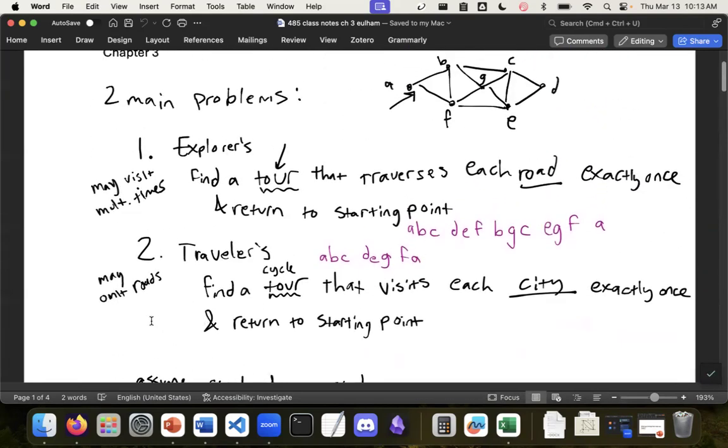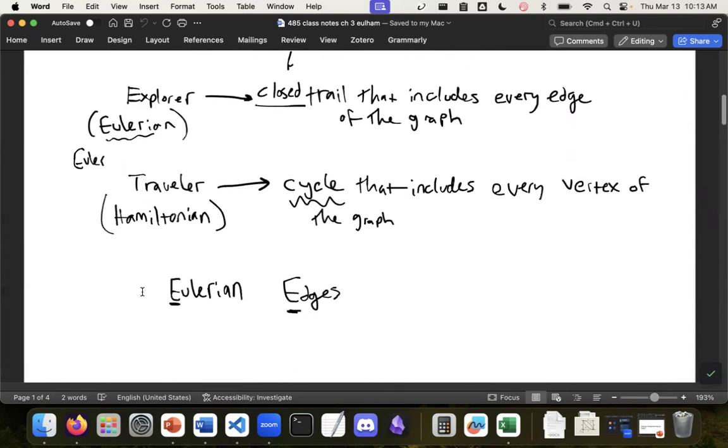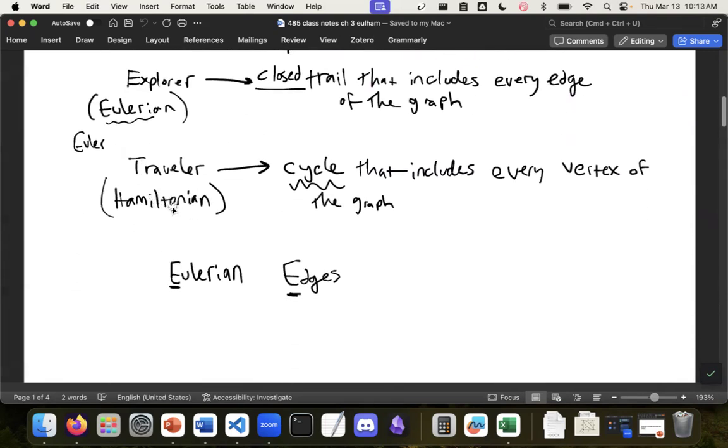So that's the explorer. And then the other side of that is the traveler. The traveler doesn't care about what possible ways there are to get from one place to another. The traveler just cares about getting from one place to another. And so the traveler's problem is to find this tour that visits every city exactly once and return to the starting point. And it may omit roads, so some of the edges are untraveled. So the word we use for that is Hamiltonian, and what we're looking for there is a cycle that includes every vertex of a graph.